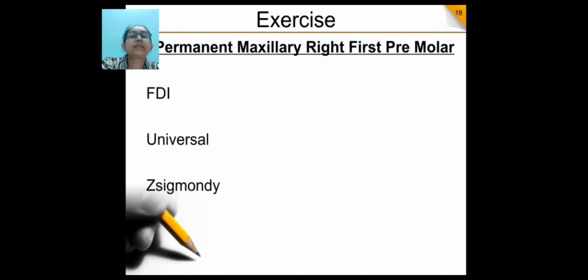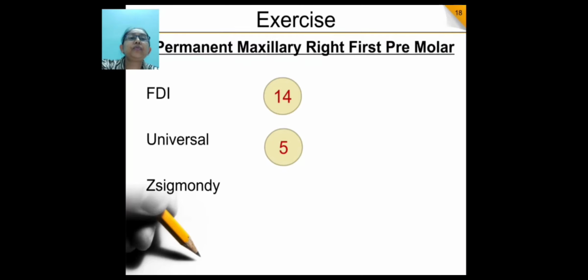I want you to do this small exercise so that you will get to know how much you have understood. Here a permanent maxillary right first premolar is given. If you have to write it in the 3 different systems, how would you write it for FDI? It would be 1, 4. Maxillary right means it's the first quadrant. It's a permanent tooth, so it is 1, and it is the first premolar, the 4th tooth, so it is 1, 4.